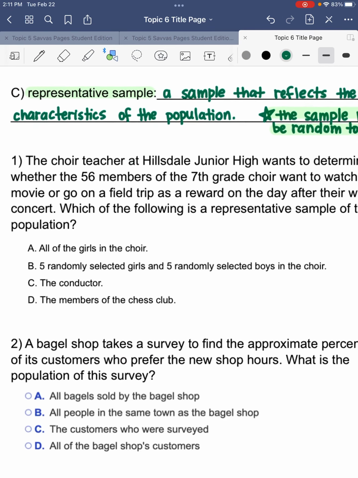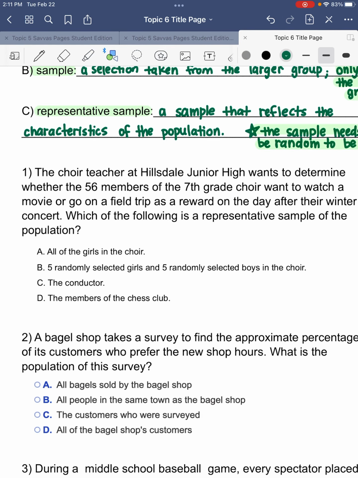So number one, the choir teacher at Hillsdale Junior High wants to determine whether the 56 members of the 7th grade choir want to watch a movie or go on a field trip as a reward on their day after their winter concert. Which of the following is a representative sample of the population? And key words are representative sample.